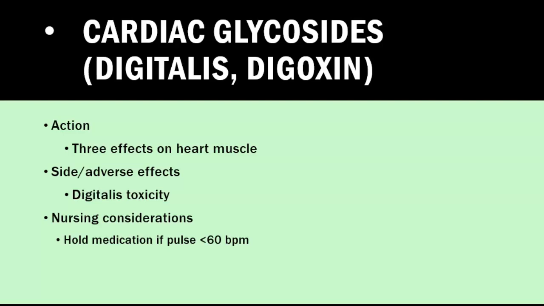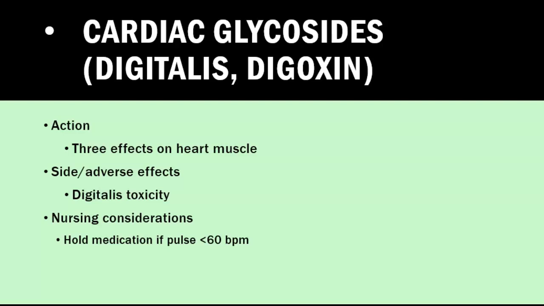Nursing considerations for digitalis or digoxin. You want to make sure to take the pulse for 1 full minute and using the apical pulse. Hold your medication if the pulse is less than 60. And again, this is usually for your beta blockers, calcium channel blockers, ACE inhibitors, anything like that. Any kind of medicine that affects the heart rate, if your heart rate is already low, if it's already bradycardic, you probably don't want to give that medicine because it's just going to drop it lower.